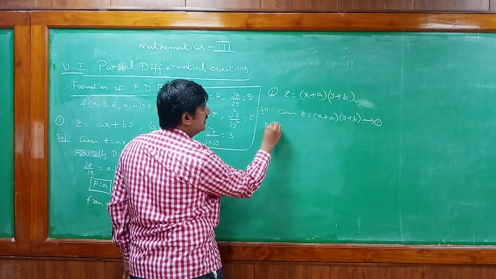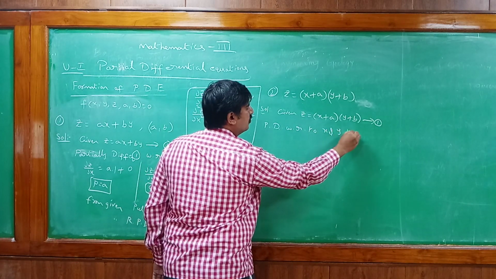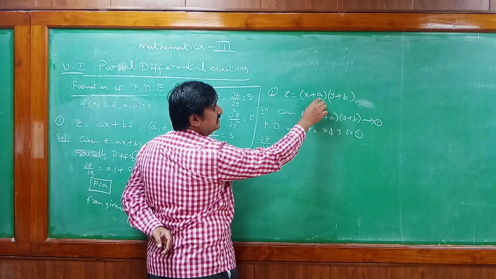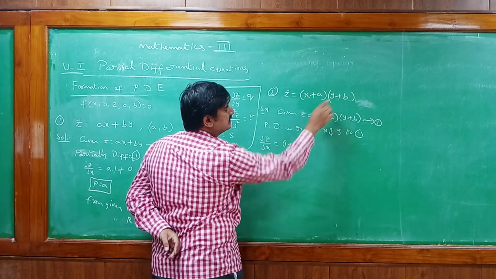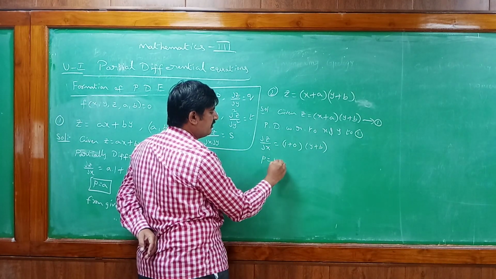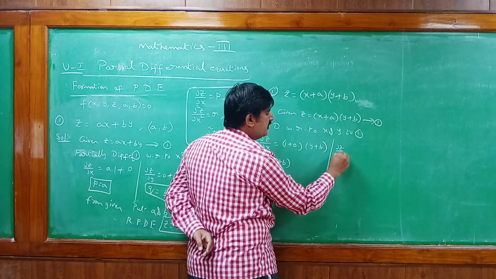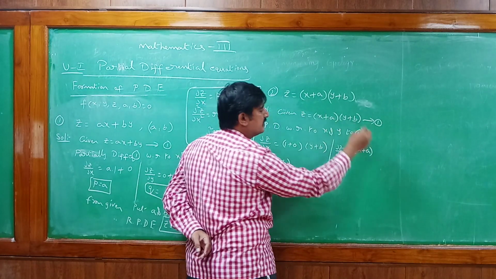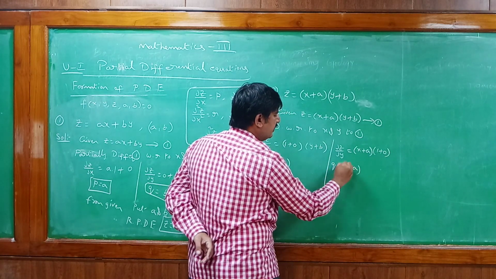So what do we have to do? Partially differentiate equation 1 with respect to x and y. So what I get here: dou z by dou x. I am differentiating with respect to x, so here x is 1, a is constant, and this is also constant, it will stay as it is. So dou z by dou x becomes p is equal to y plus b, and with respect to y, dou z by dou y is equal to, this is constant because there is no y here, it is in multiplication, y becomes 1, b is 0. So dou z by dou y is q is equal to x plus a.